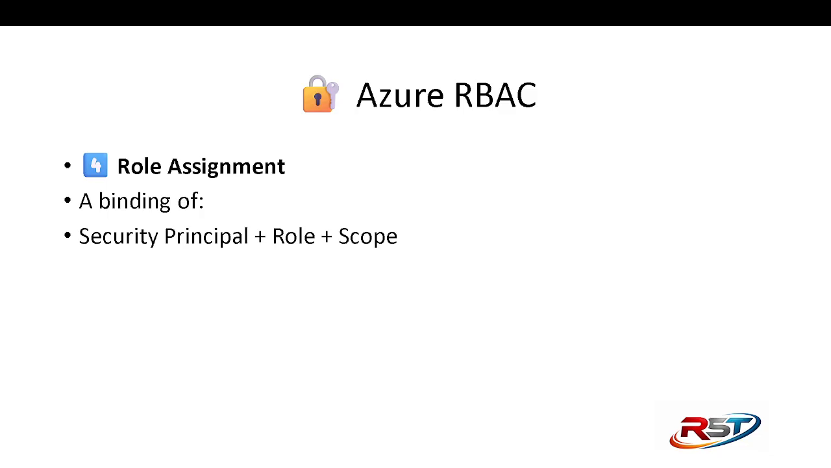So role assignment will be the binding of security principal plus role plus scope. We mentioned security principal, that is a username or security principal name, or any group. Then plus the role, whichever role we have to assign, and plus scope. Scope means whether we have to assign on a management group or subscription or resource group or resource, like that.